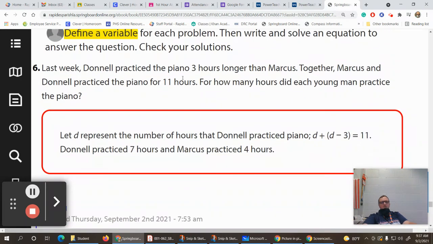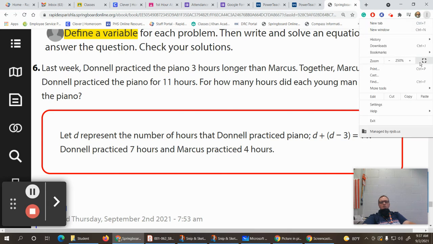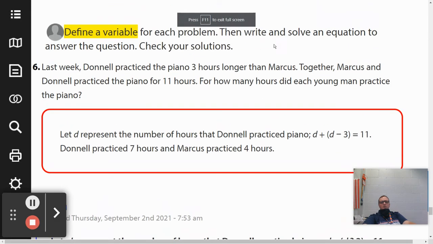Number 16 says to define a variable for each problem, then write and solve an equation to answer the question. Check your solutions. So last week, Donnell practiced the piano 3 hours longer than Marcus. Together, Marcus and Donnell practiced the piano for 11 hours. How many hours did each young man practice the piano?